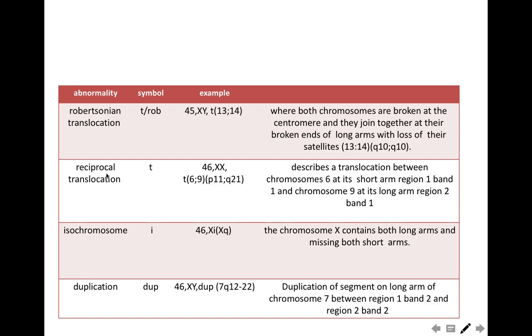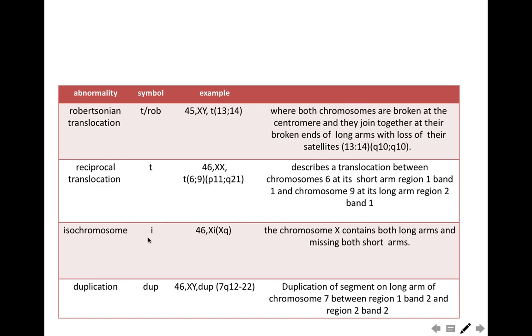النوع التاني من الترانسلوكيشن اللي هو الريسيبريكال ترانسلوكيشن، وده اللي هو بيحصل في الميتاسنتريك والسب ميتاسنتريك كروموسومز. السيمبل بتاعه بيبقى تي، ونفس الكلام هنا بنحط اللي هو ال exchange of chromosomal segments هنا حاصلة ما بين كروموسوم 6 and كروموسوم 9. جزء من البي ارم او البريك اللي حصلت في البي ارم اوف كروموسوم 6 again region 1 band 1، والجزء بتاع البريك اللي حصل في كروموسوم 9 موجود في اللونج ارم region 2 band 1. اوكي، يبقى كده الاكسشينج between كروموسوم 6P and 9Q.